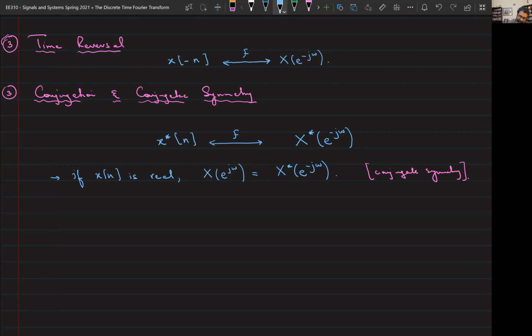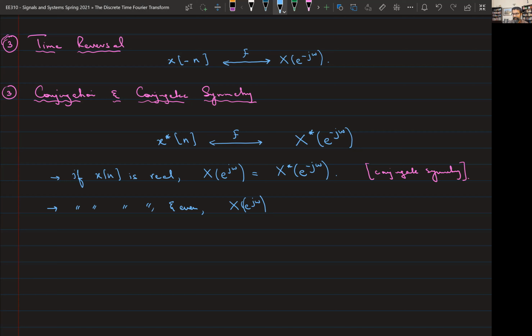Similarly, if x of n is real and even, what can I say then? Then x of e raised to j omega, who will tell me?